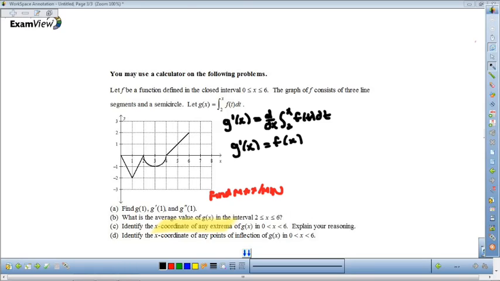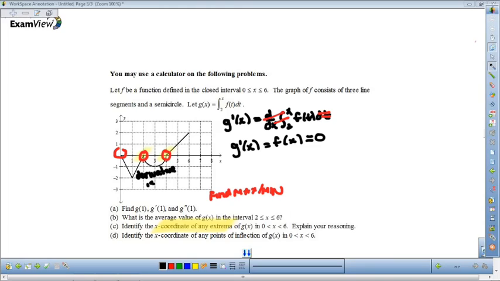they cancel each other out. So g prime of x is equal to f of x. So we're going to find the derivative and set it equal to 0, which means we're trying to find when f of x is equal to 0. So we're looking at the graph of f of x. f of x is equal to 0 at 0, 2, and 4. So we need to check those points.